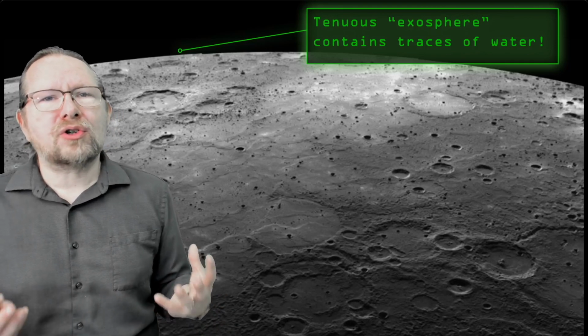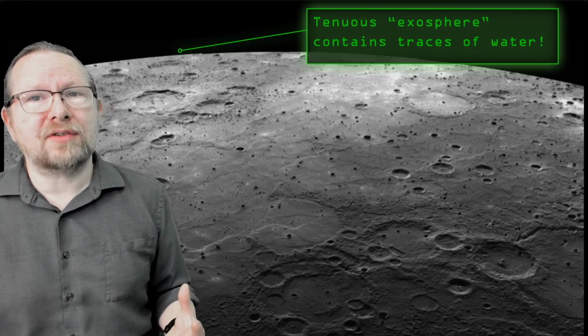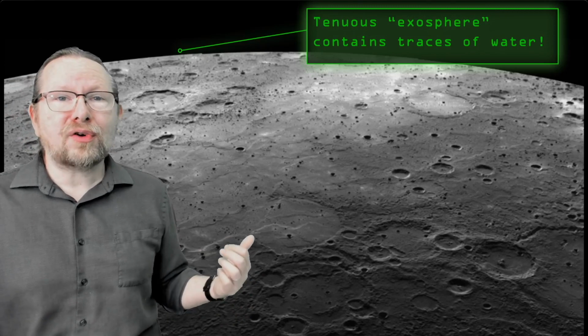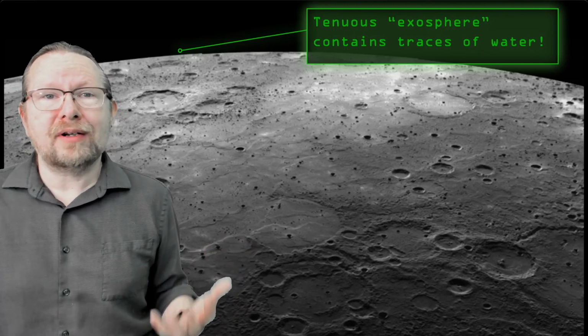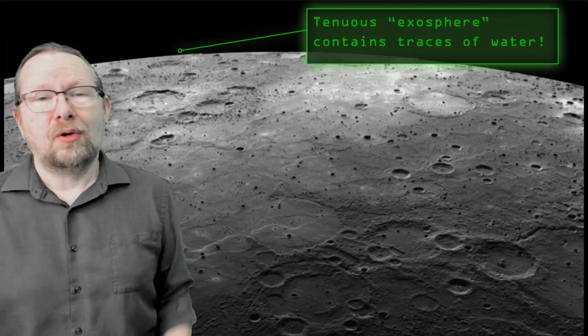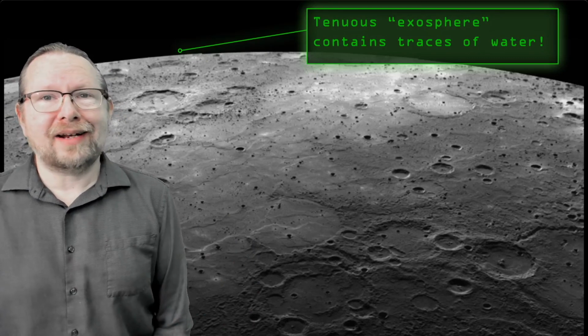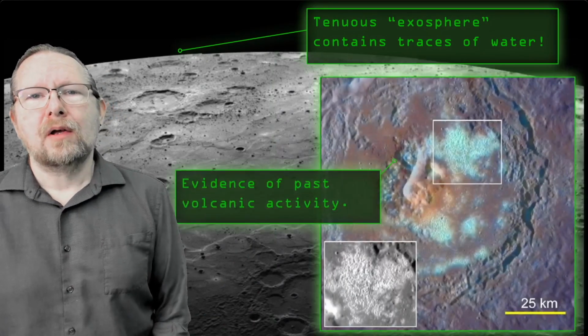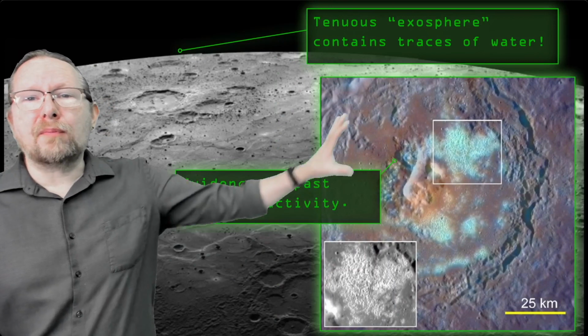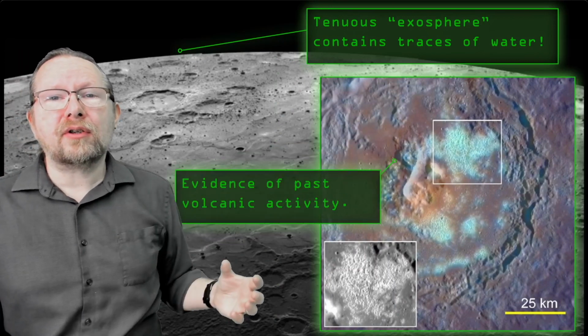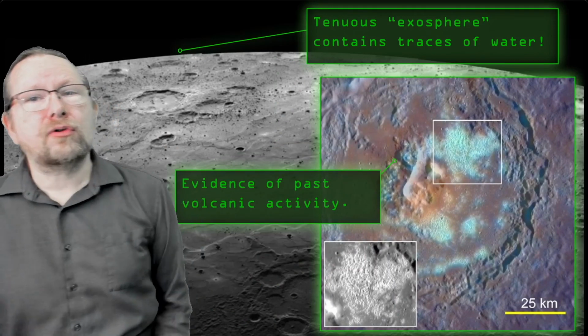Mercury's gravity holds onto a very tenuous envelope of gas called an exosphere, and that exosphere actually contains traces of H2O molecules, water, which we would not expect to find on a planet that's 800 degrees Fahrenheit. We also see evidence from looking at the composition of material on the surface of past outflows from volcanoes.